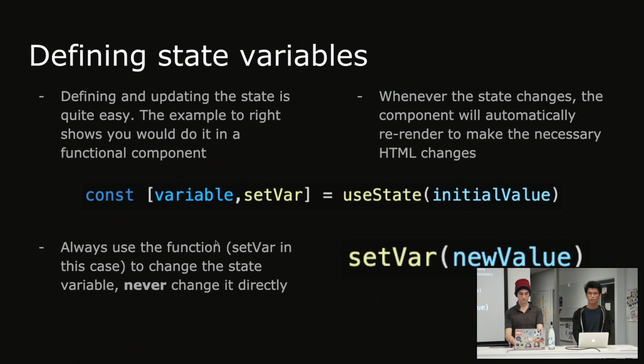And the key point to note with this state is you always use the function setVariable here to change the state, and you can never change it directly, otherwise React doesn't know that your state has updated, and then it won't know to re-render the view. So if you change it using the setter, it knows that whenever the state changes, the component will automatically re-render to make the necessary changes.